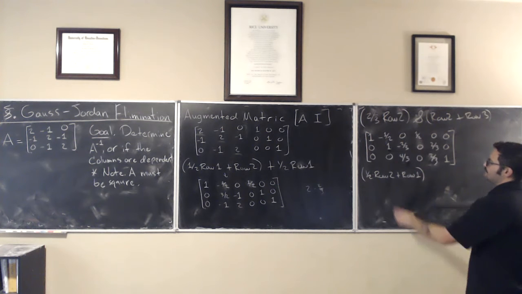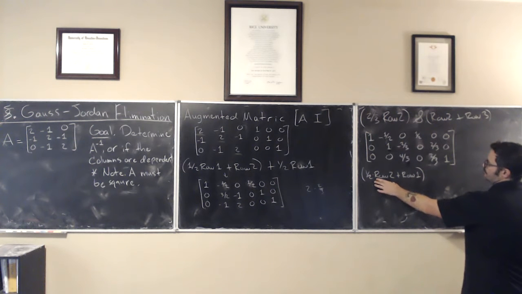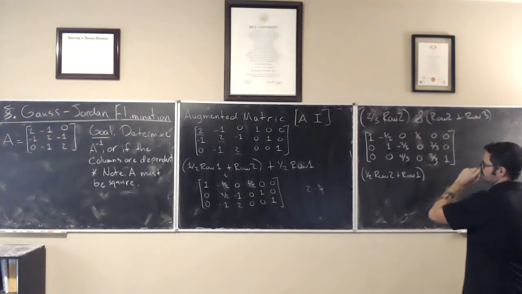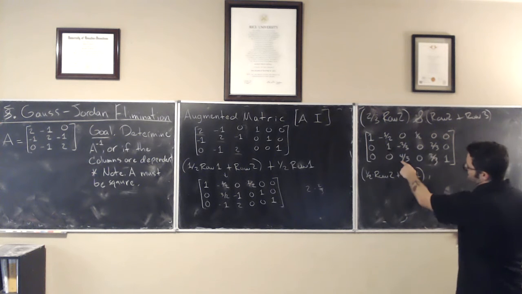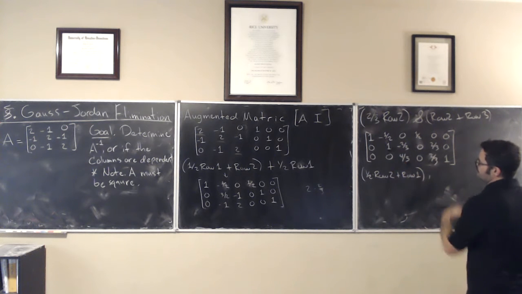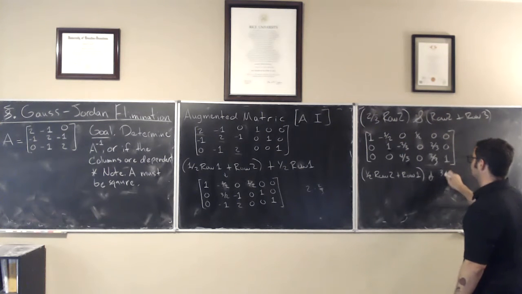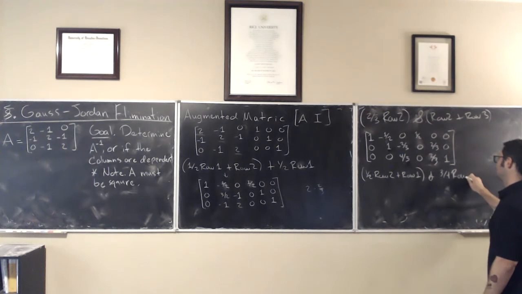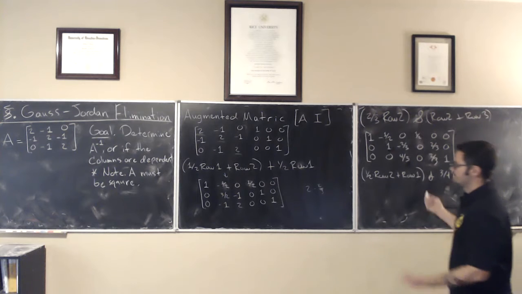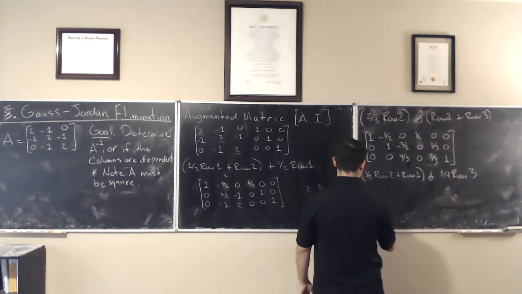And then, but when we do that, we're going to have, and then we're almost there. I guess we'll just multiply row 3 by 3/4. So what's the resulting matrix then?